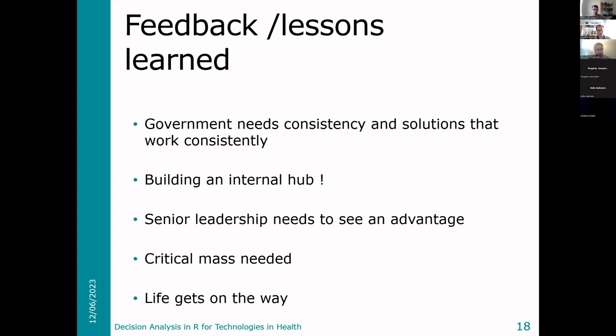It also requires senior leadership to see an advantage in the work that we propose in R, and why R would be great. This needs to start from the top, I think. There's a need for critical mass, both from our end and their end. If 5 agencies across the world out of 10, or 8 out of 10, come together and say we need that, that's obviously what is likely to drive change.